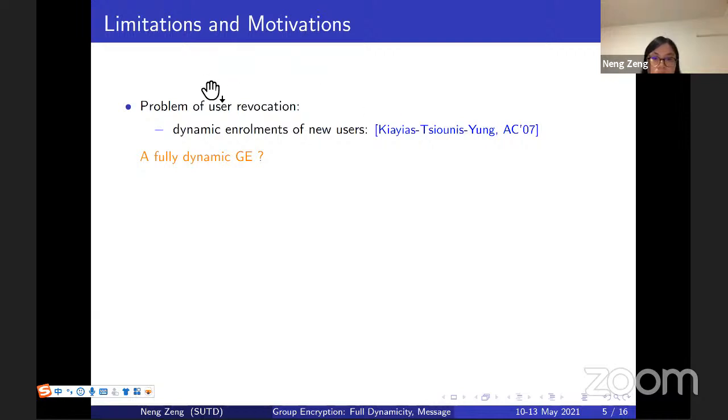Now I will identify several limitations of existing group encryption schemes. The first limitation is in user revocation. The KTY model allows dynamic enrollment of new users to the group, but it does not provide any mechanism to prevent a revoked user from decrypting new ciphertexts intended for them, even though this user may have been expelled for some misbehavior, or have retired from the organization. So a formal treatment of fully dynamic group encryption is highly desirable.